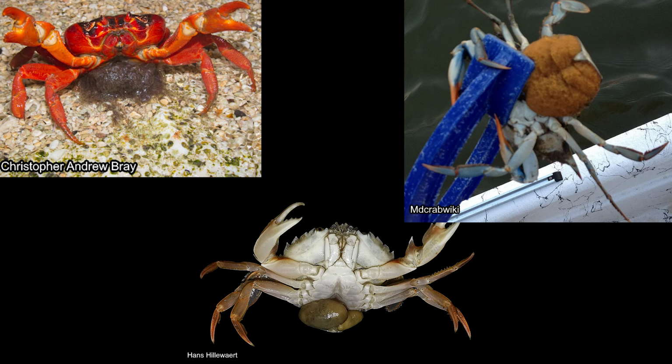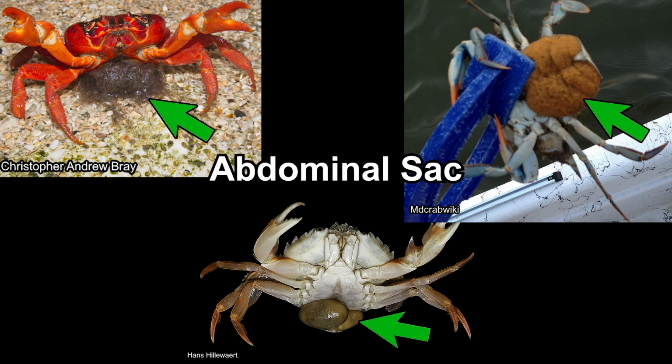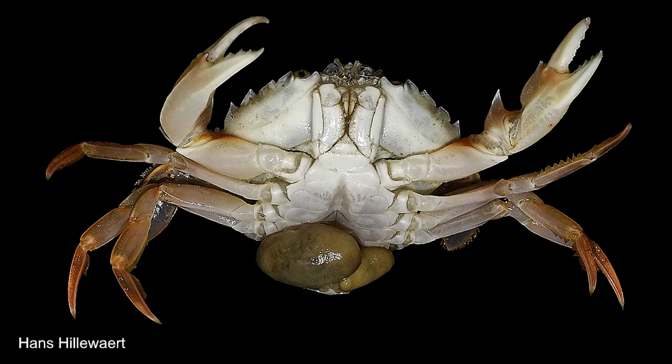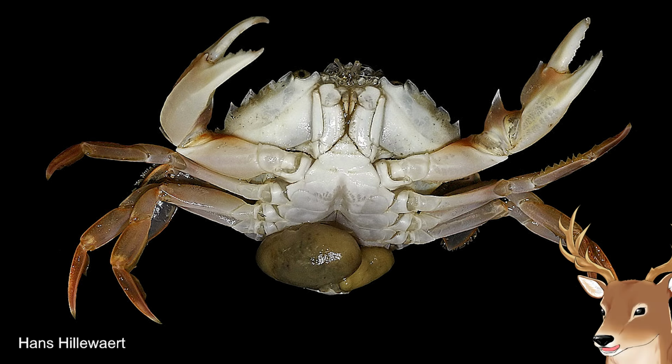When you catch a female crab, sometimes you can see that it has this roundish thing attached to it. That's the abdominal sac. It contains thousands of eggs, but not this one. This is not a female carrying its eggs. In fact, it's not even female.